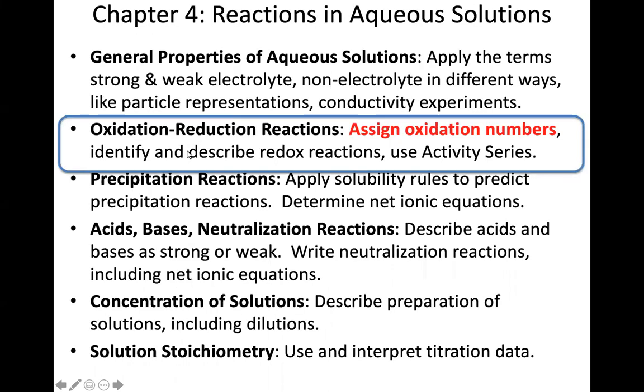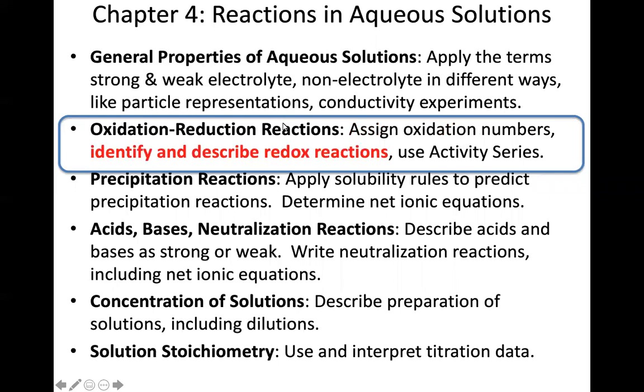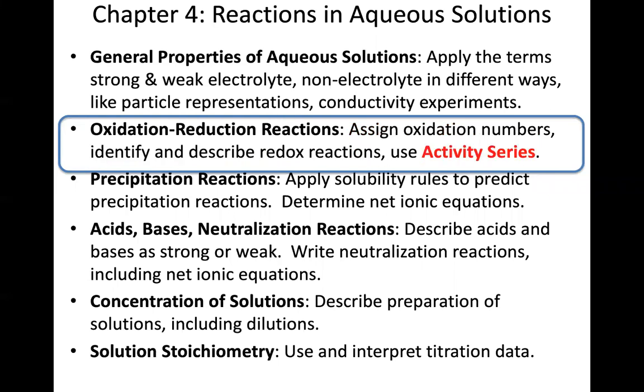We also spent some time looking at oxidation reduction reactions. We had 3 specific skills. We wanted to be able to assign oxidation numbers. We wanted to be able to identify and describe redox reactions, and that begins by assigning the oxidation numbers and determining the species that was reduced and the one that was oxidized. Then we used the activity series to predict whether a redox reaction would take place.